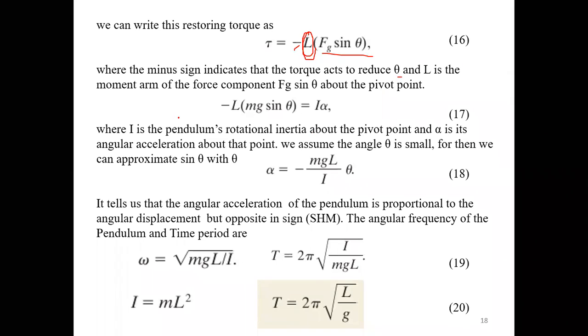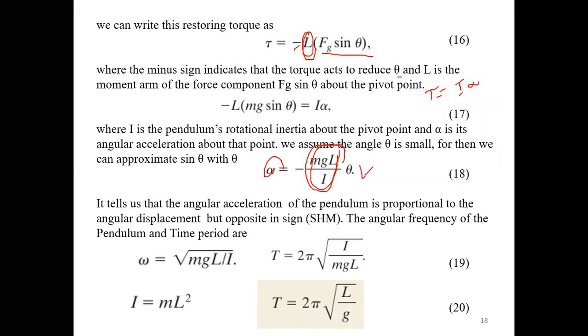You also know from mechanics that tau is equal to I alpha, where I is the moment of inertia and alpha is the angular acceleration. From there you can derive alpha equals minus mgL by I times theta. These quantities are constant for a particular pendulum having mass m and length L. So alpha is proportional to theta.